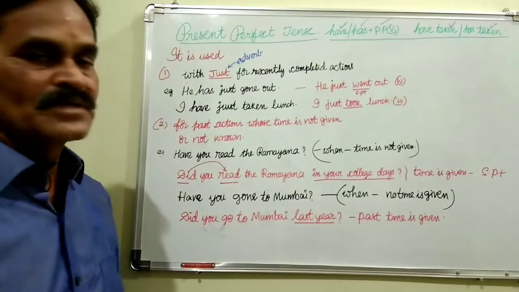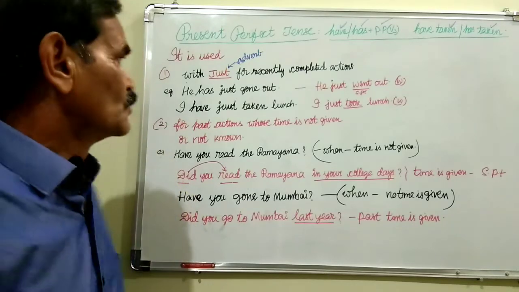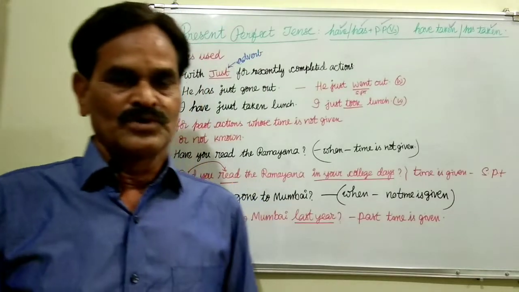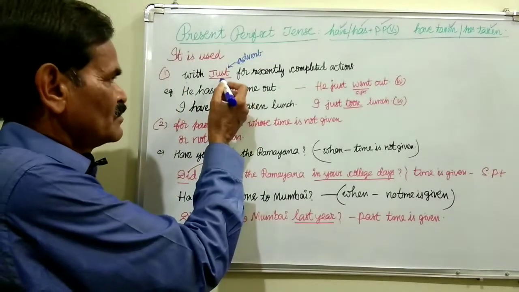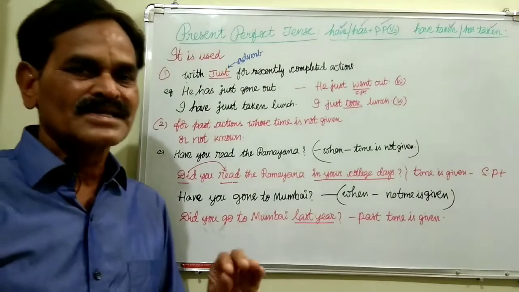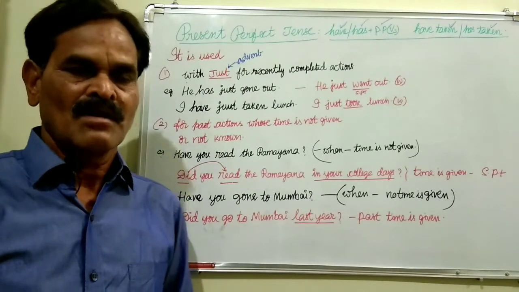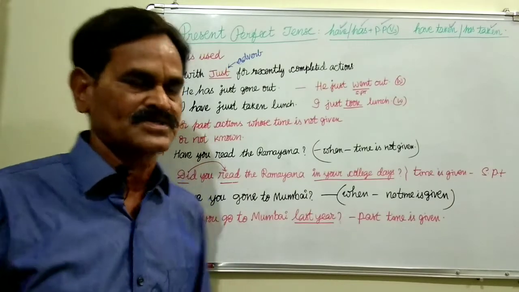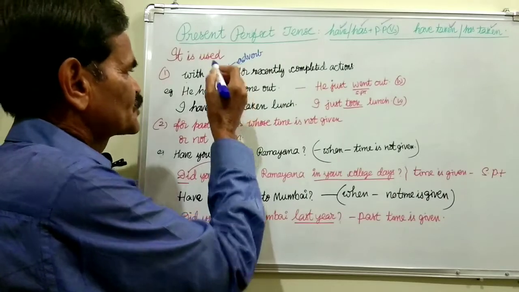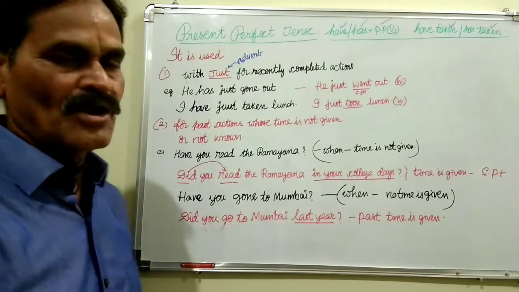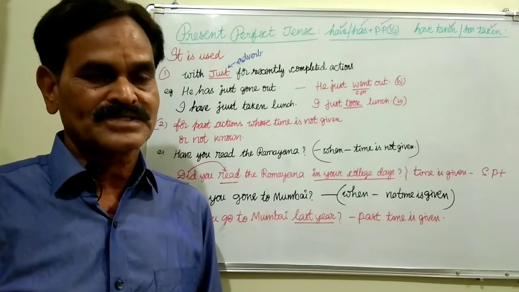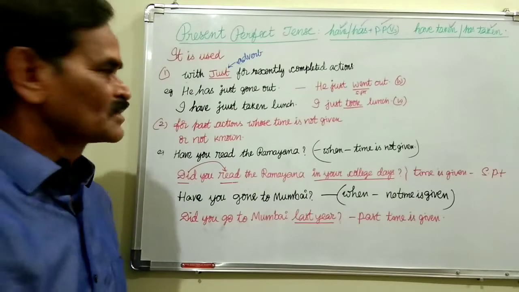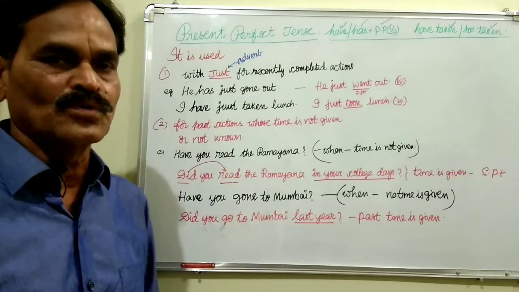Now present perfect tense is used with the adverb just. We use present perfect tense with the adverb just for recently completed actions, or the action that has been completed in the immediate past. And here, just we must use, then we cannot use any other tense except present perfect tense. For example, he has just gone out.